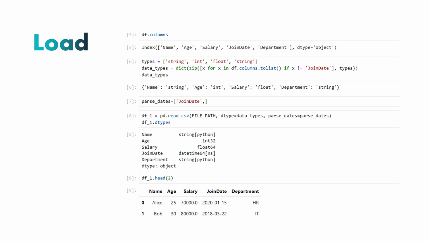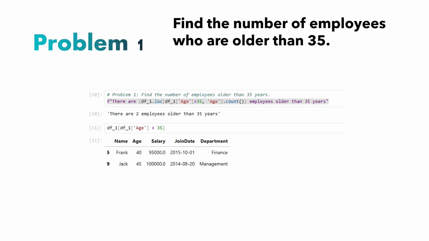Let's now try to learn some pandas operations by solving a few problems. In problem number 1, we want to find the number of employees in our data frame who are older than 35 years. In cell 10, we apply a greater than 35 filter on the age column and then use the count method to get the number of employees. We can see that there are 2 employees older than 35 years.